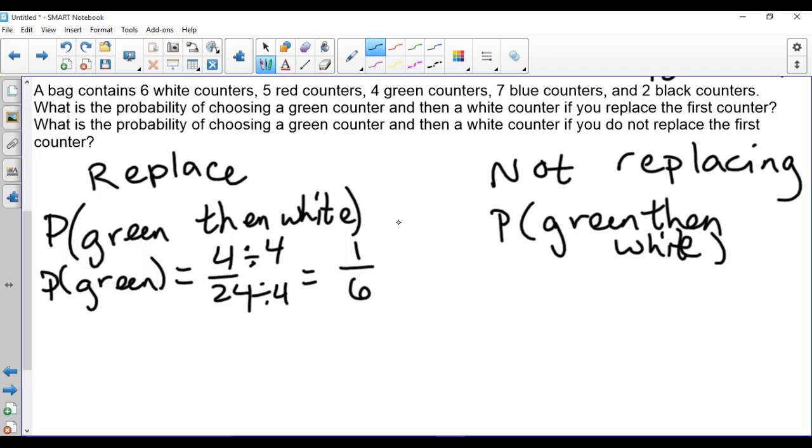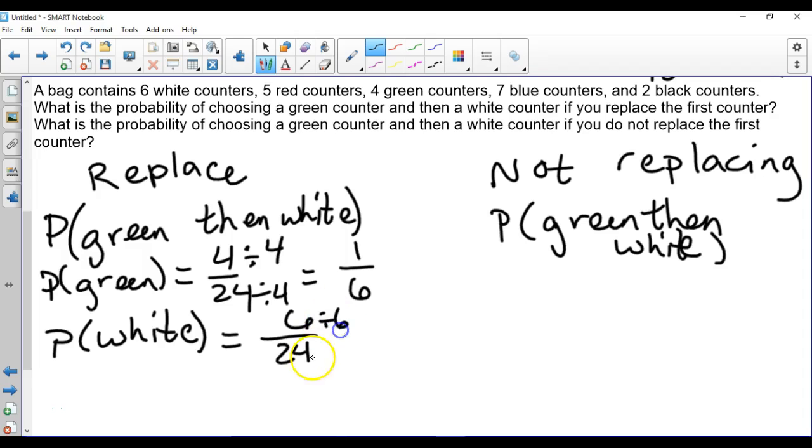So then we replace it, which means our total is still 24. So the probability of getting white is still out of 24, and there are 6 white counters. Both of these will divide by 6. So we get 1 out of 4. So 1/6 times 1/4 is 1 over 24.